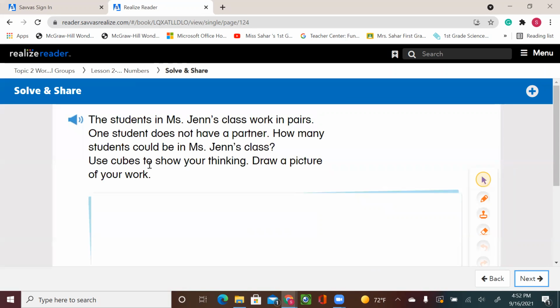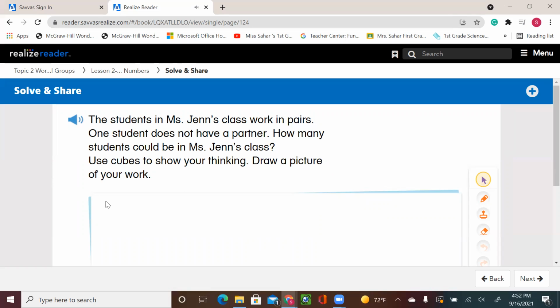Today we're going to have a different way to help us figure out if a number is even or odd. The students in Ms. Jen's class work in pairs. One student does not have a partner. How many students could be in Ms. Jen's class? Use cubes to show your thinking. Draw a picture of your work.